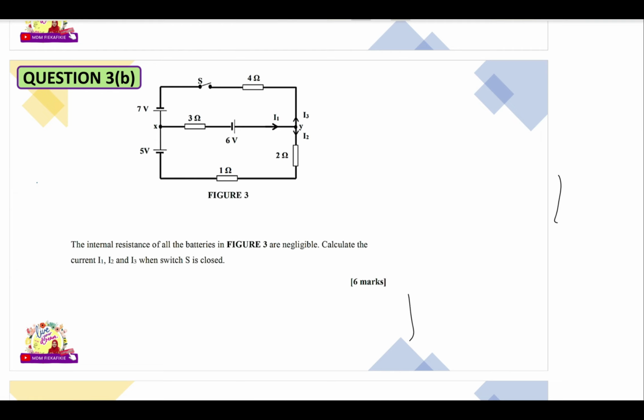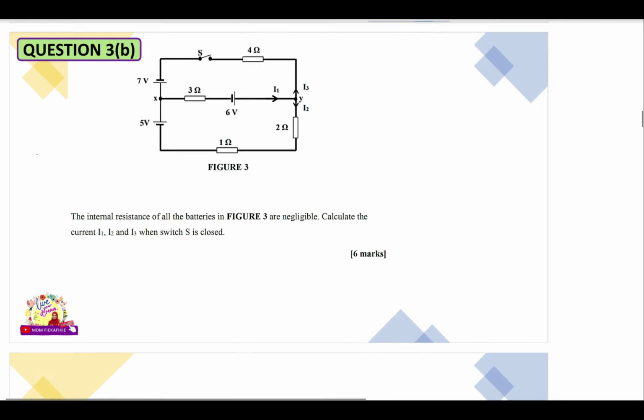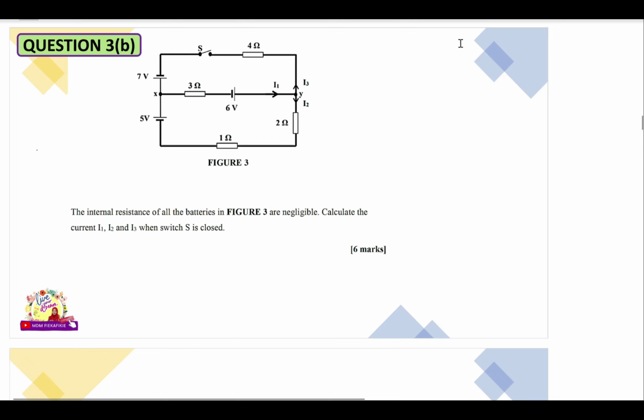Okay, for question 3B, here we have Kirchhoff law, or Kirchhoff rule. The internal resistance of all the batteries is negligible. Calculate the current I1. So this is labeled as I1, I2, sorry, this is I2 and this is I3. Let's say we choose this as the junction. We have junction X and junction Y.